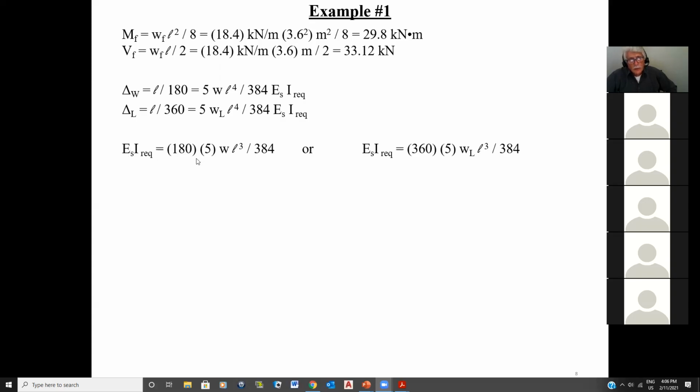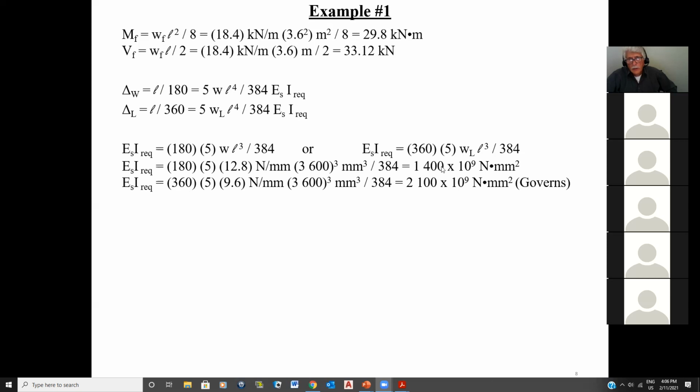And of course, so here the ESI required is 180 times 5 times WL to the third, and then the ESI required is 360. Of course, this L cancels that and brings that L to the third. And now I calculate them and I look at the two, and of course the higher one is the one that governs, and therefore this becomes the ESI required: 2,100 times 10 to the 9 Newton millimeter squared.